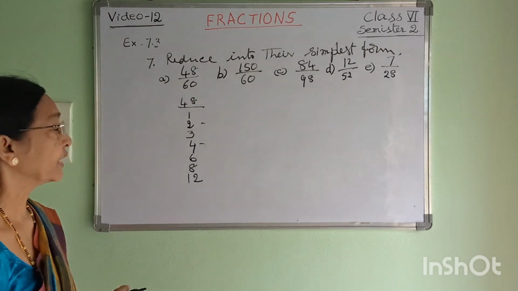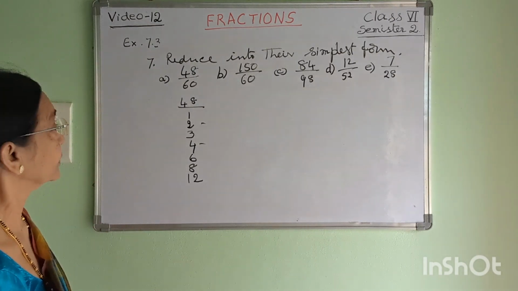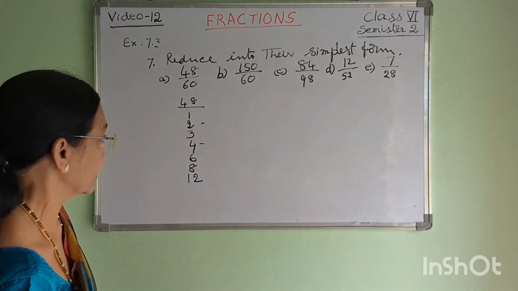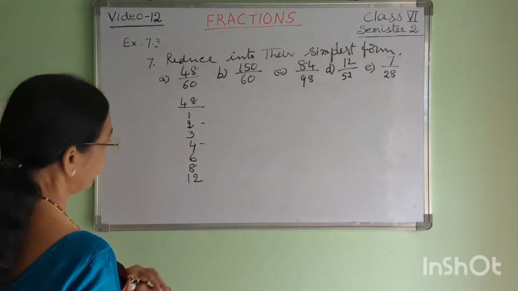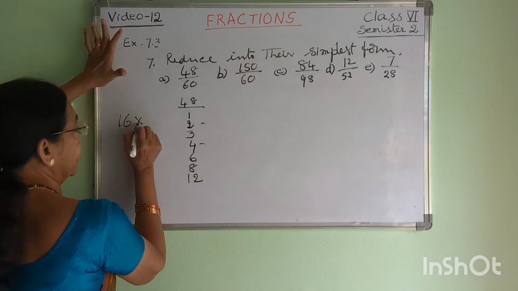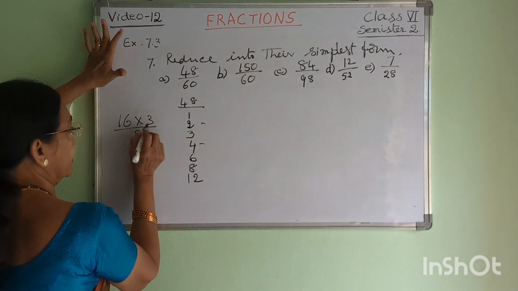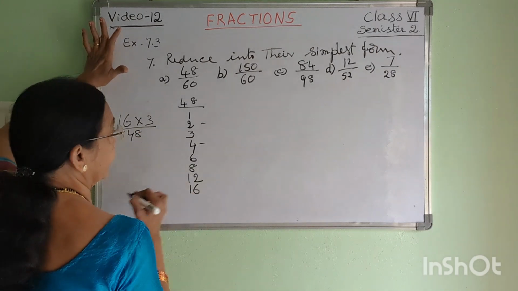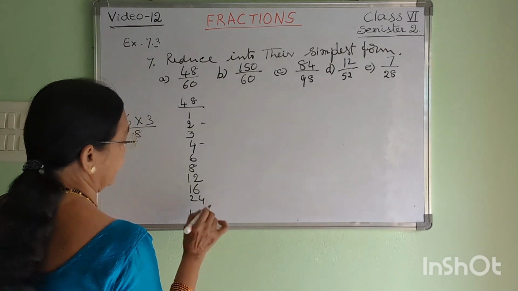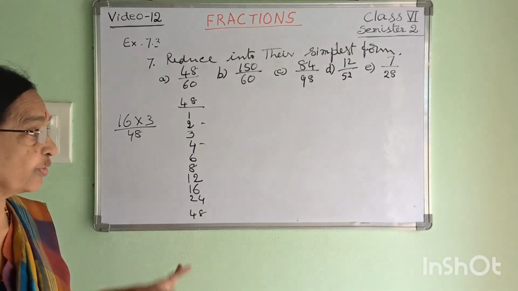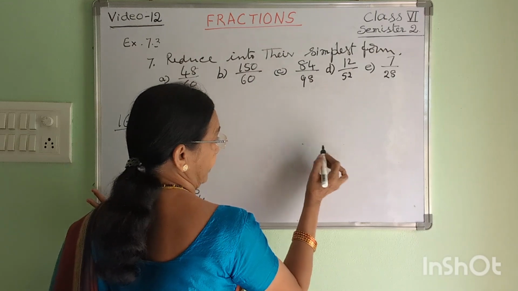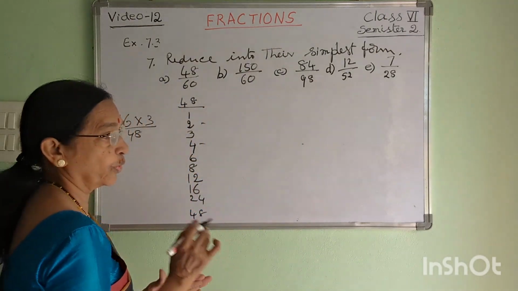13 is not a factor, 14 is not a factor, 15 is not a factor, 16 is a factor, 16 threes are 48. 17, 18 are not factors, next 24, 48. These are all the factors. We have to factorize 48. There is a method to factorize 48, going on splitting.